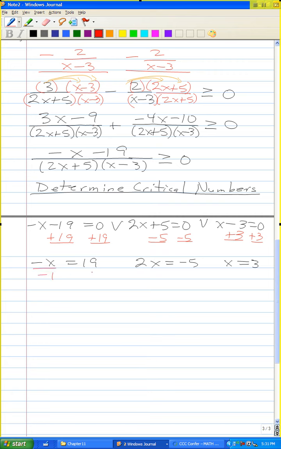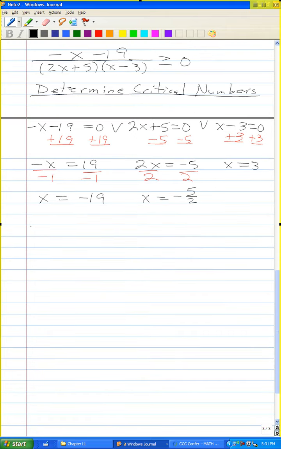Divide by negative 1, divide by 2. So x is equal to negative 19. x is equal to negative 5 over 2. x is equal to 3. So let me place those 3 critical numbers on my number line. So negative 19, negative 5 over 2, positive 3.